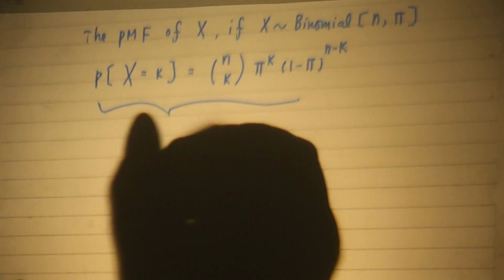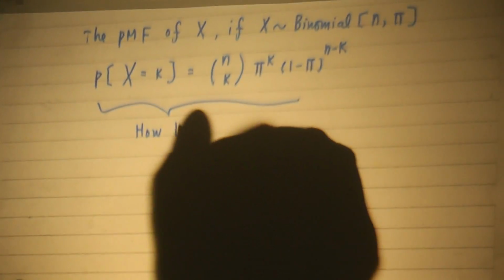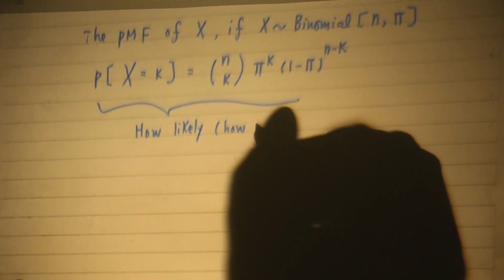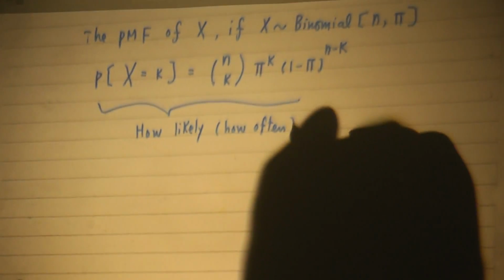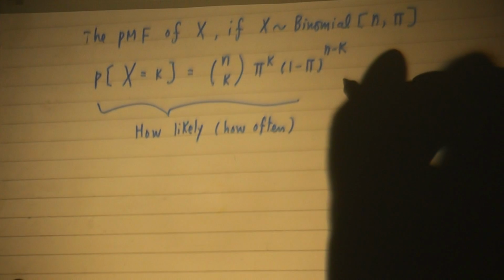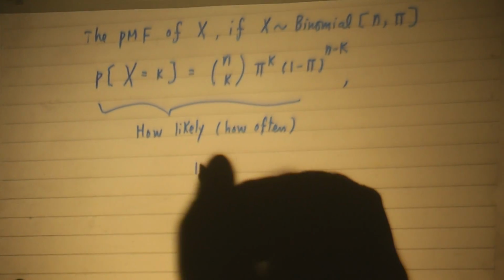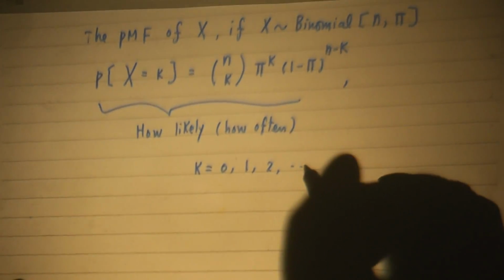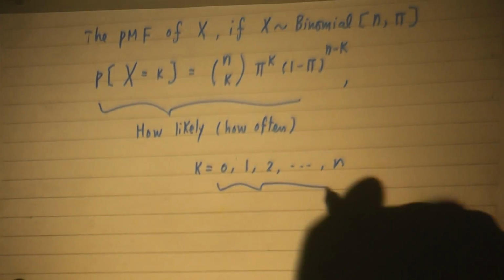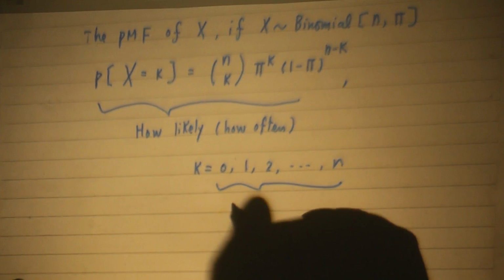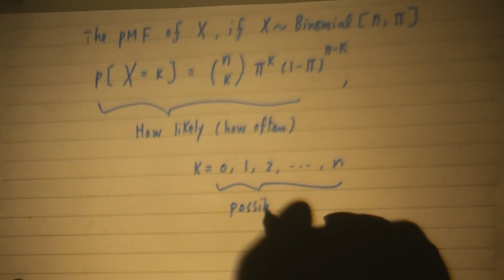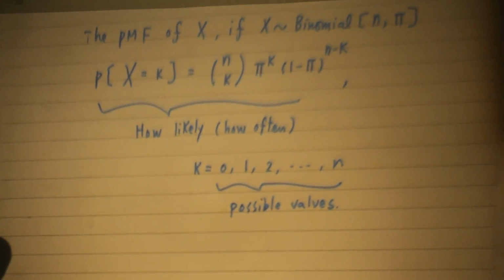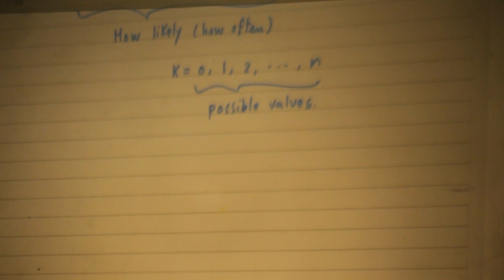This one tells us how likely, or how often, we see what possible value. And what are the possible values? Possible values for k are 0, 1, 2, all the way up to n. Okay, this tells us what the possible values are. So far, so good?